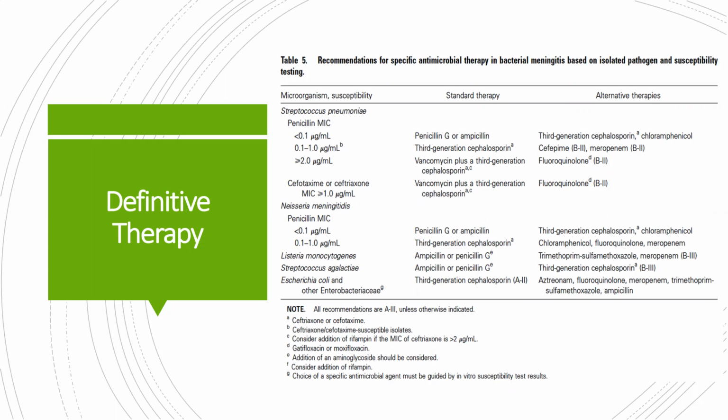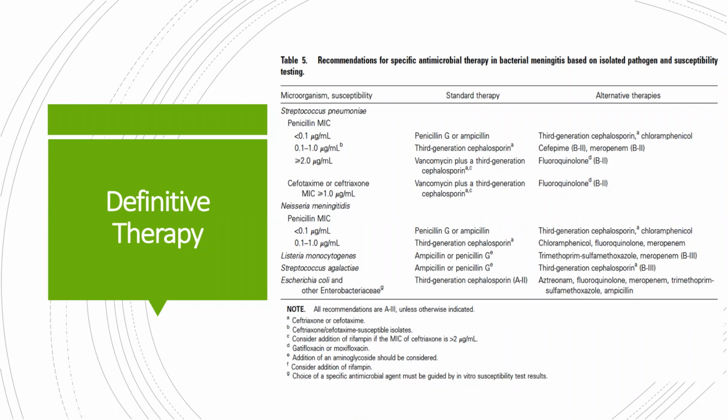So in the event that the penicillin MIC is less than 0.1, then we can say, okay, let's go ahead and use the penicillin. In the event that the penicillin MIC is 0.1 to 1.0, then we want to use a 3rd generation cephalosporin. We don't want to use the penicillin in this case. And in the event that the MIC is greater than or equal to 2.0, then we'll say, okay, let's use the vancomycin plus the 3rd generation cephalosporin. In the event that you get a ceftriaxone or a cefotaxime MIC greater than 1.0, then we will go ahead and use the vancomycin plus the 3rd generation cephalosporin.